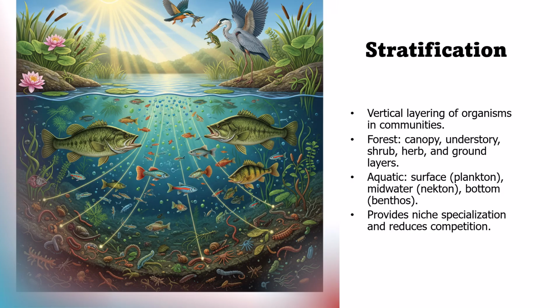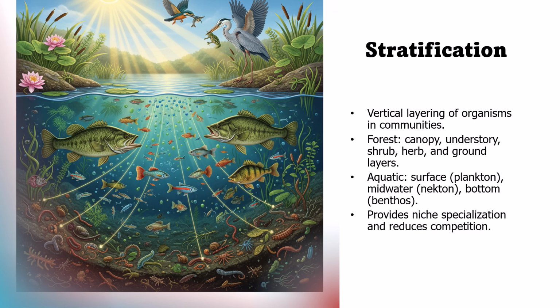Now talking about stratification. Communities often show stratification, which means organisms are distributed in distinct vertical or horizontal layers. In forests, the canopy provides habitat for birds and arboreal mammals, while the understory hosts shade-tolerant plants. The shrubs and herbs layer supports insects and reptiles, and the ground layer is rich in decomposers and soil organisms.